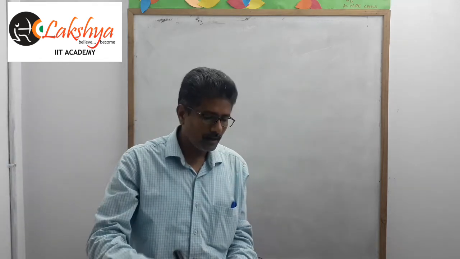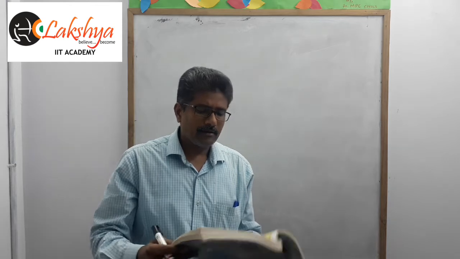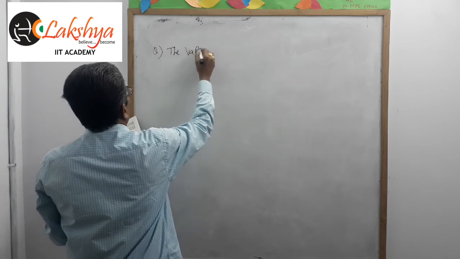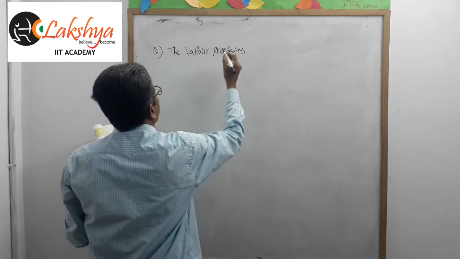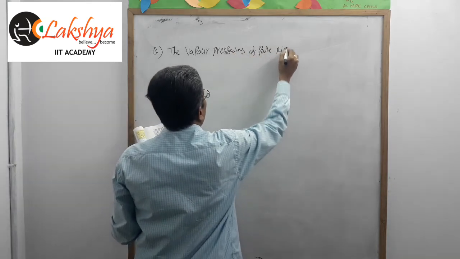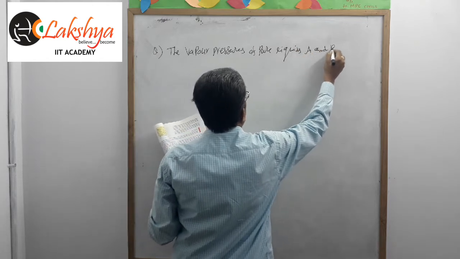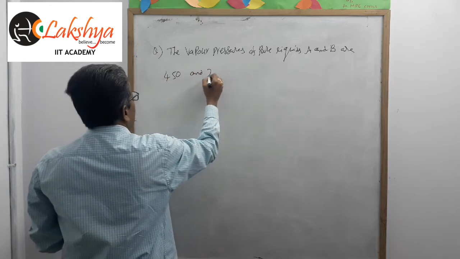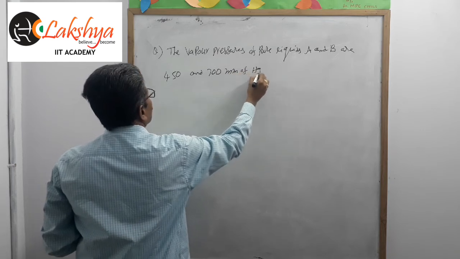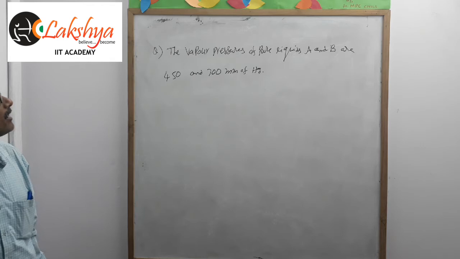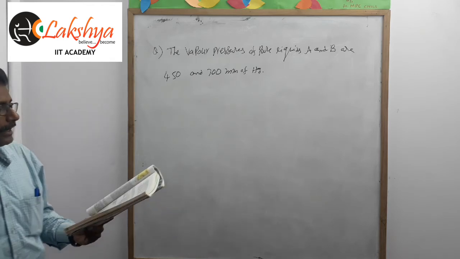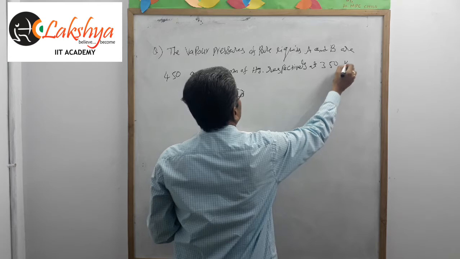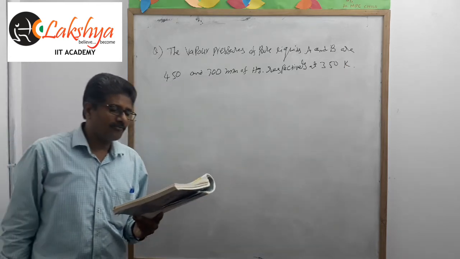Write down one problem. The question is, the vapor pressures of pure liquids A and B are 450 and 700 millimeters of mercury respectively at 350 Kelvin.